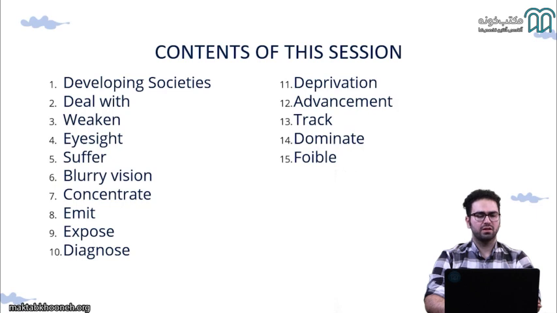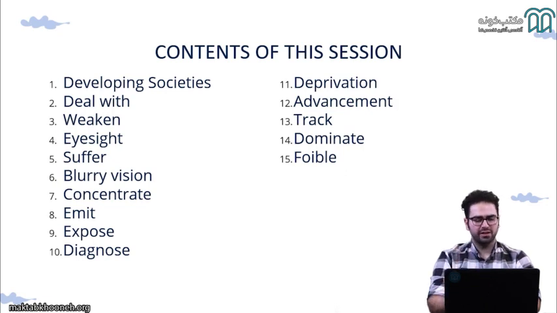I'm going to get things started. Number 1 is developing societies. Developing societies. It's not developing societies. Pay attention to this. Develop. Developing societies, to deal with, 3 weakness, 4 eyesight, 5 suffer, 6 blurry vision. Listen to 5 again. Suffer. Okay. Put pressure on suffer.